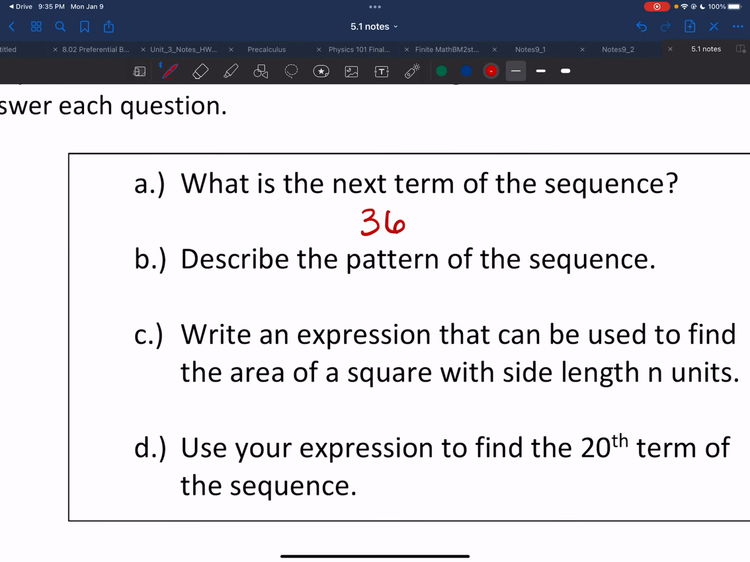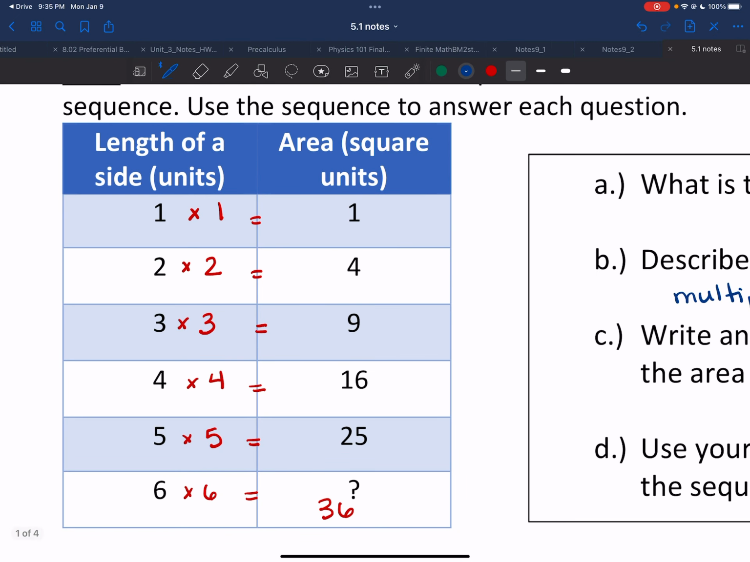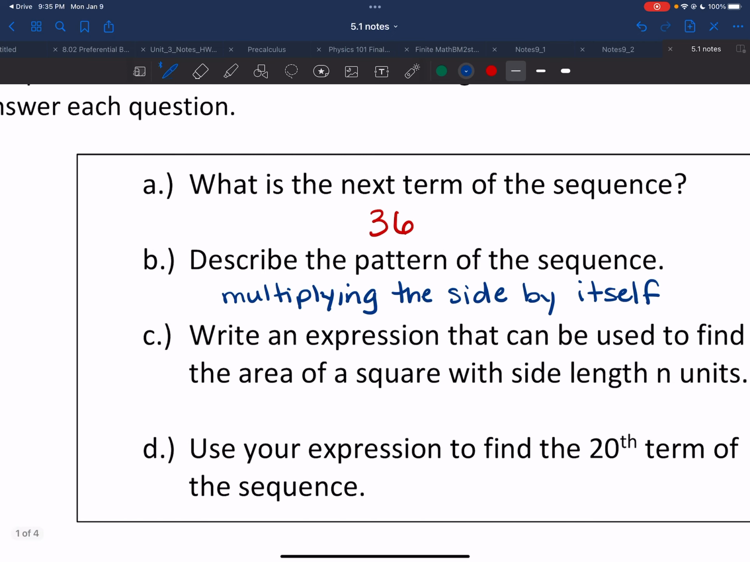Describe the pattern of the sequence. Well, what we're doing is we're multiplying the side by itself. Okay, so if I have 2 on one side, then I'm multiplying it by itself. Because remember that our area equals length times width. So in a square, my length and width are the same.